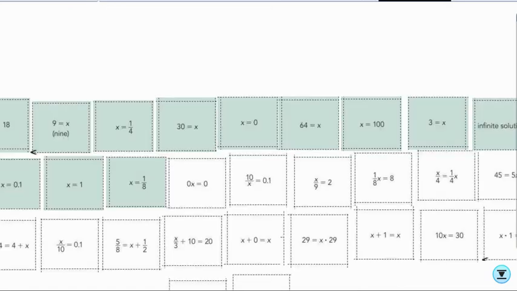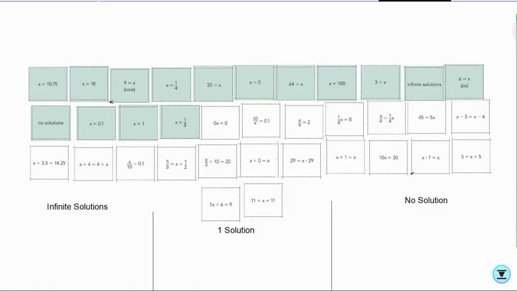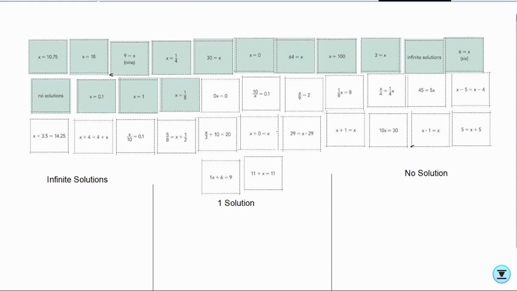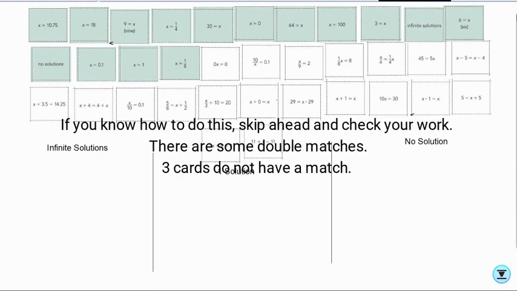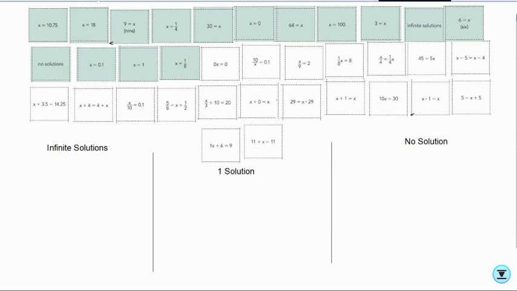So let's see what we can do here. I've got my equations, which are in white, and my solutions, or my answers, which are in green. So let's see if I can find an easy equation. I see one. This one I know is very easy. 45 is equal to 5 times something. And so I know that 5 times 9 makes 45. So I'm going to match these together.